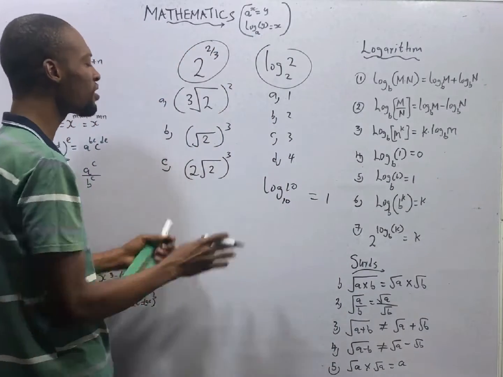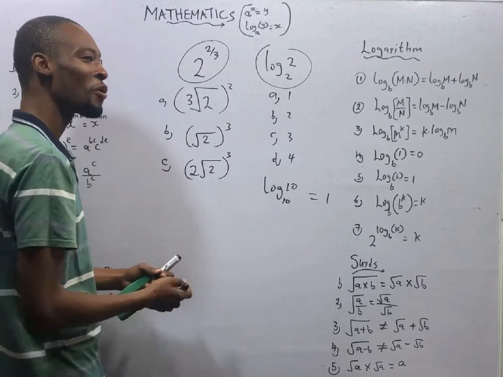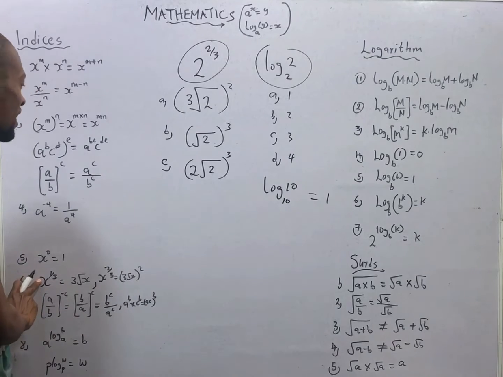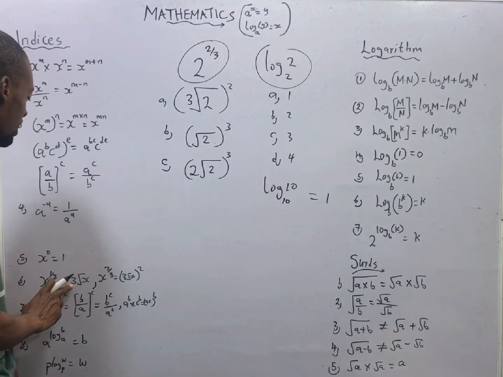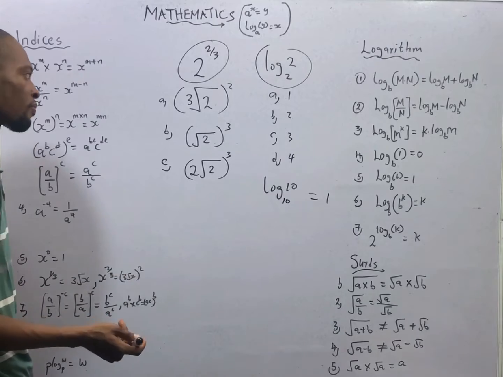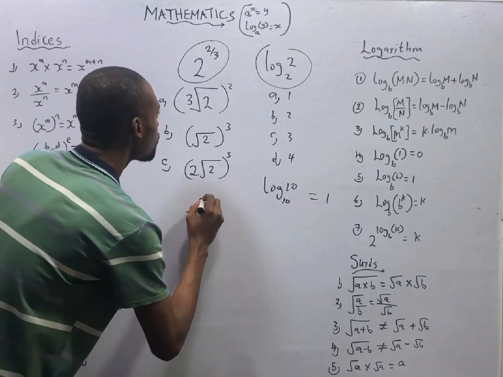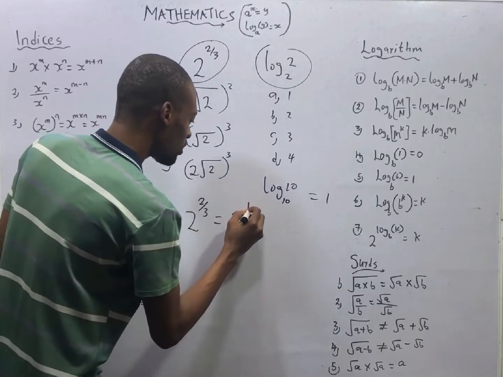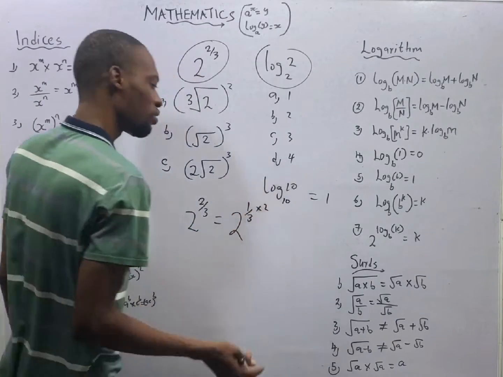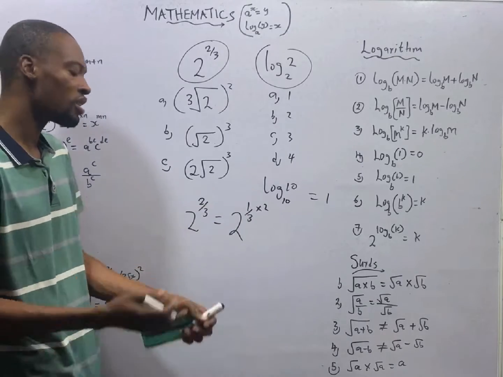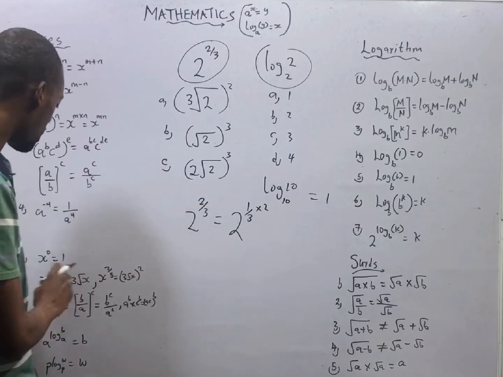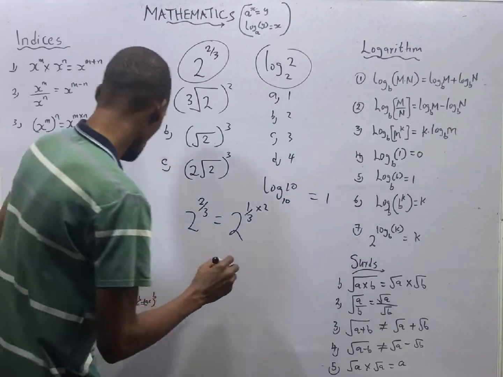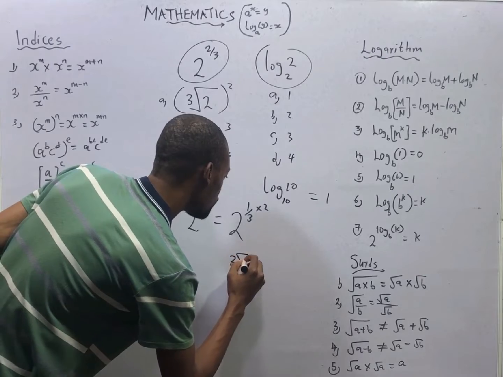Then looking at the options, you are seeing things like this. What do you do? From the law of indices, we have that if you have s raised to the power of 1 over 3, that is the same thing as the cube root of s. Now, 2 raised to the power of 2 over 3 is the same thing as 2 raised to the power of 1 over 3 times 2. Yes, because 1 over 3 times 2 is 2 over 3. From here, when you compare with this, s is 2, 1 over 3, which means here we have the cube root of 2.